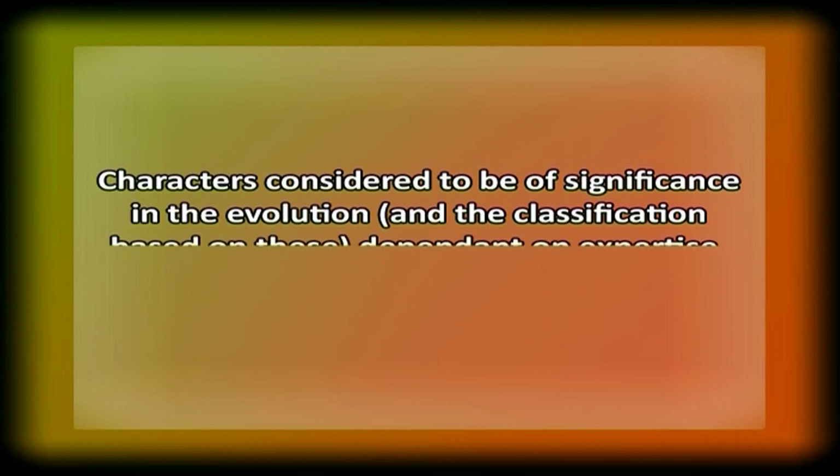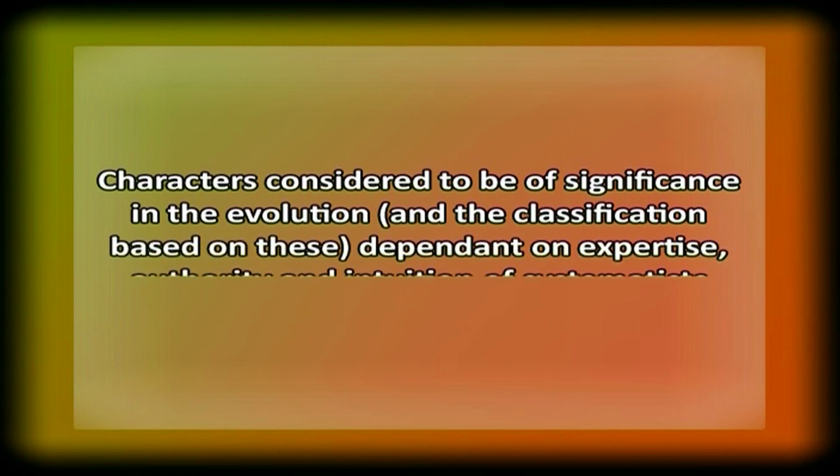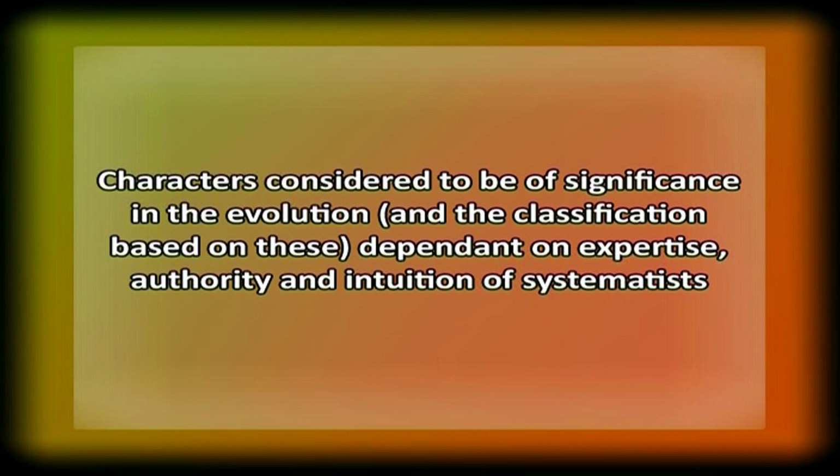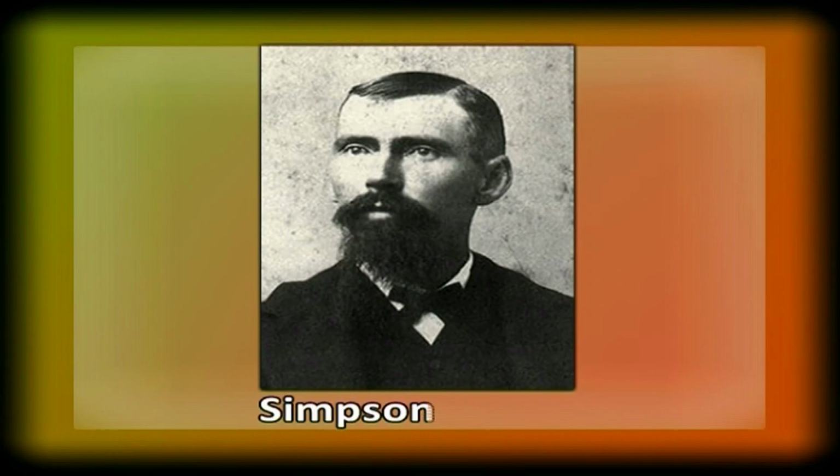The characters considered to be of significance in the evolution, and the classification based on these, are dependent on experts, authority and intuition of systematists. Such classifications have been advocated by Simpson 1961, Ashlock 1979, Mayr and Ashlock 1991 and Stuessy 1990. This approach is known as eclecticism and is practiced by eclecticists.